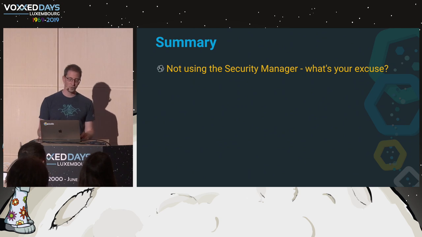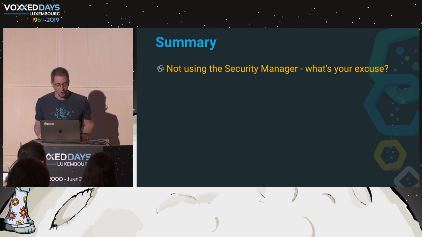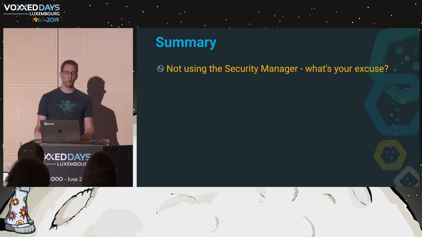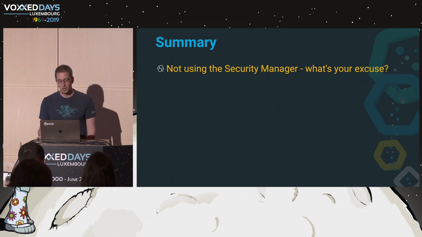So not using the security manager, what's your excuse? I have a really simple one. It took us a lot of time to implement this with a lot of people. I don't know of any other bigger open source project using the security manager by default, and I think this is the reason. I think we spent easily half a year or three quarters of a year adding this. And when we added this first, we also had an option to disable the security manager to make sure everything was still running as expected, which is now removed, so you cannot disable the security manager when running Elasticsearch. But that's usually the excuse.